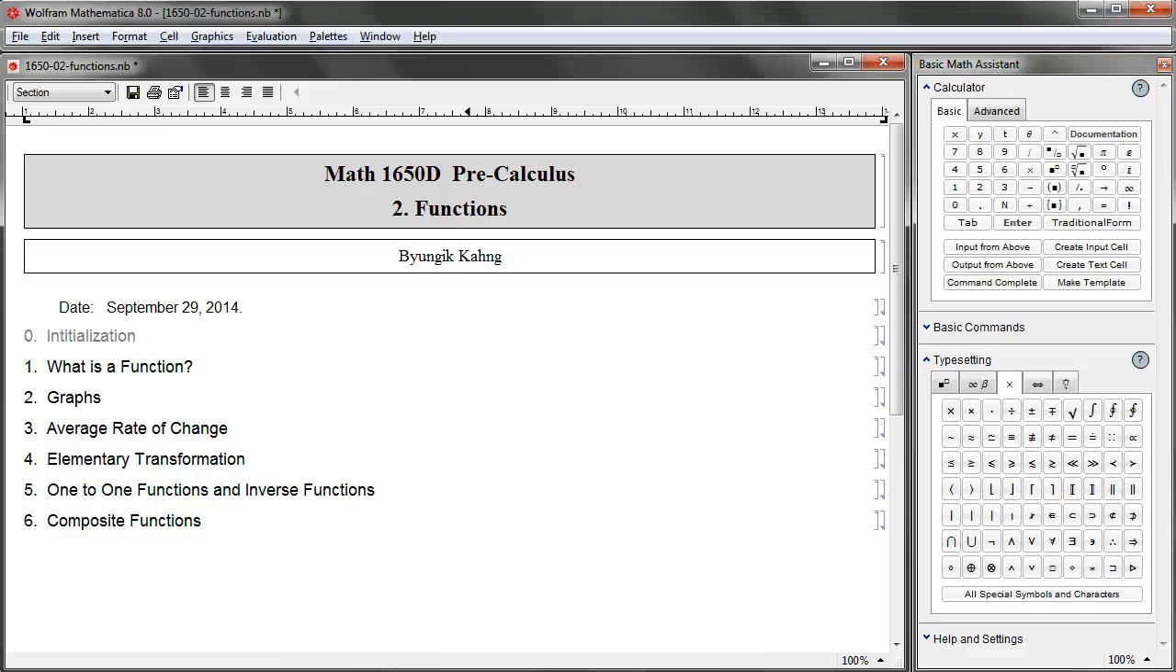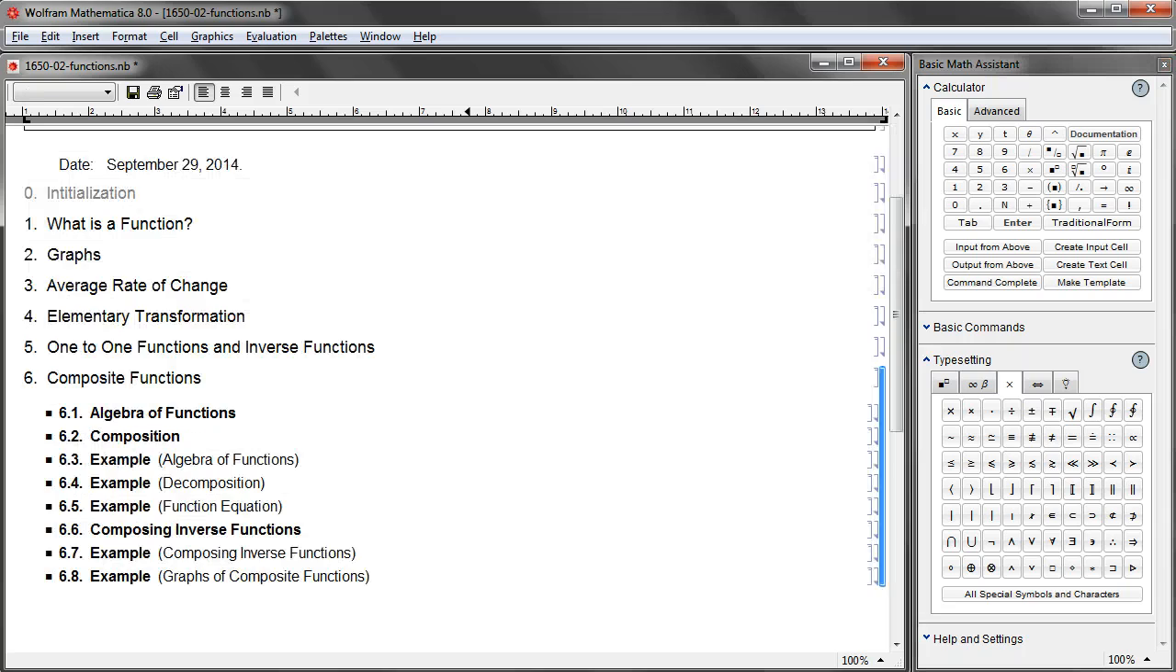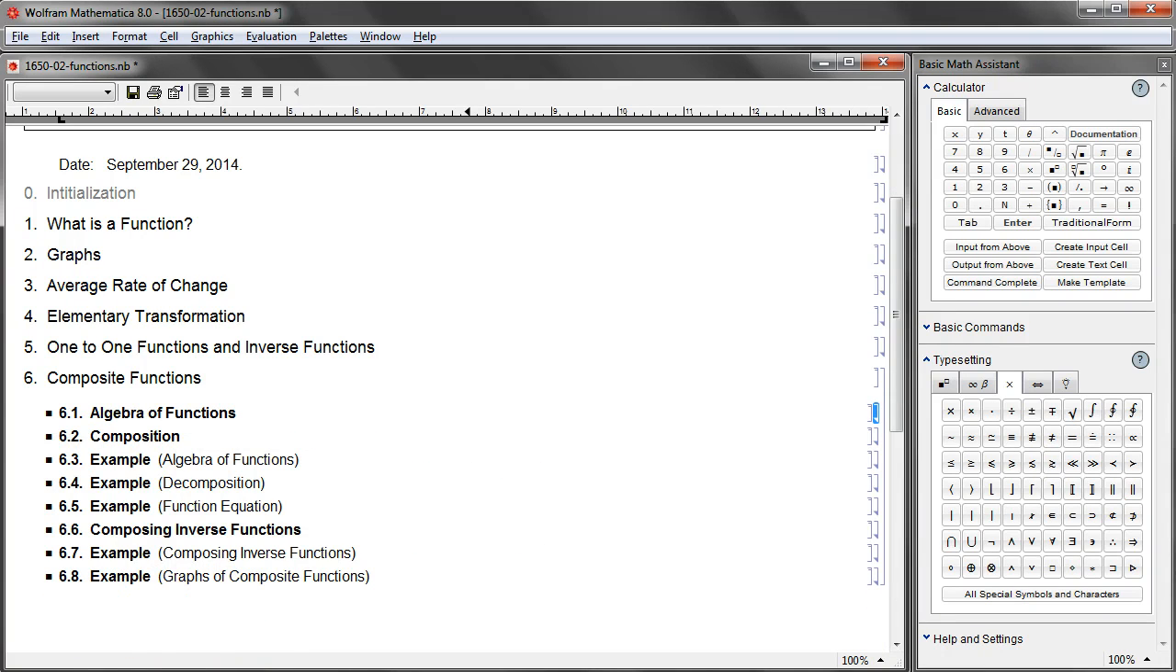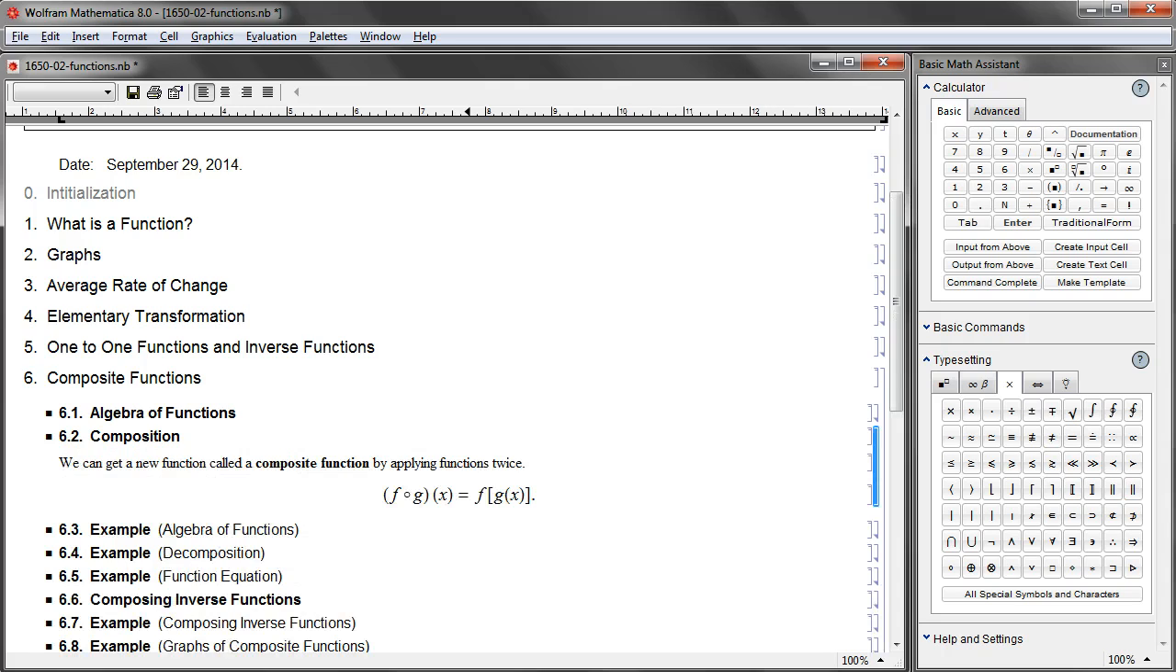Now let's go over to the final topic, composite functions. The definition of composite function is pretty simple. It's an extension of algebra functions like addition, subtraction, multiplication, and division, as you see over here. But it's a little bit different in that one of those important algebraic rules does not apply.